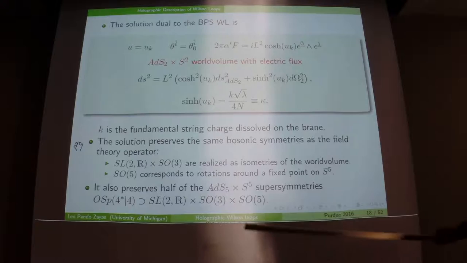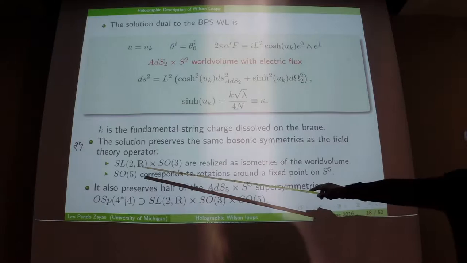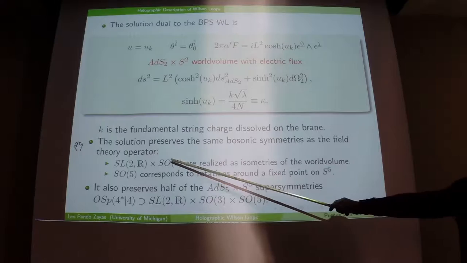So let's talk a little bit about the symmetries, because again, symmetries are our friends, and we can use them to make sure that we did not make a mistake. This has an SL(2,R) in the AdS2, realized as the worldvolume isometry, SO(3) because there was an S2, and then it's still a point on S5. So these are the bosonic symmetries.